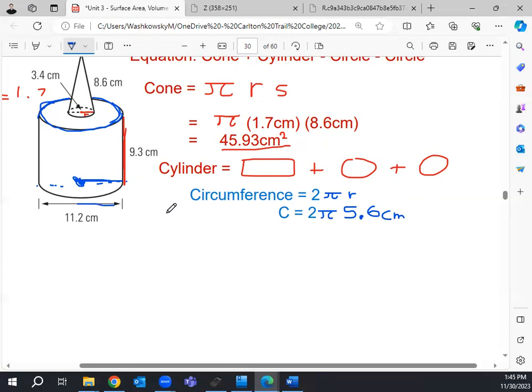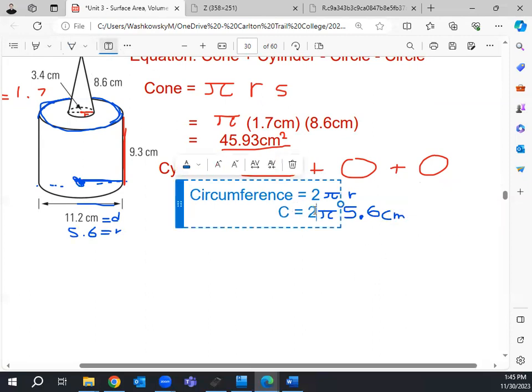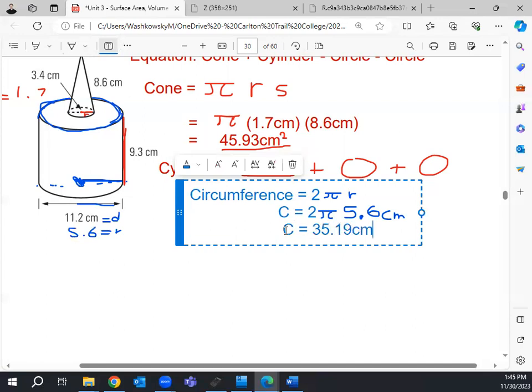It's usually the circles, that radius and diameter and circumference thing. That's usually the problem with this unit, is we get confused about what that all means. Your radius is half of your diameter. 11.2 is my diameter, which means 5.6 is my radius. That's where I've gotten that number from. So then all I have to do is just plug that in my calculator. And I should get 35.19 centimeters. Not centimeters squared, just centimeters, because I'm checking the length of a measurement.